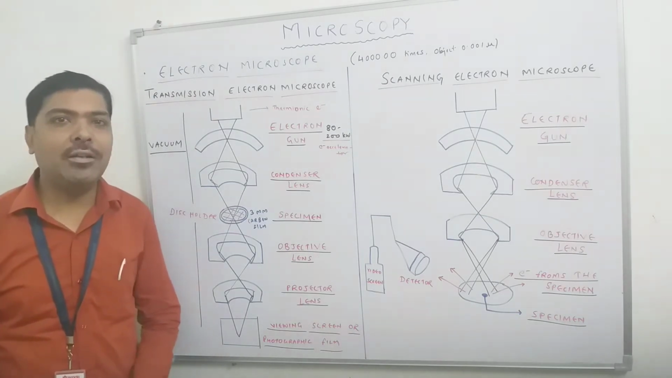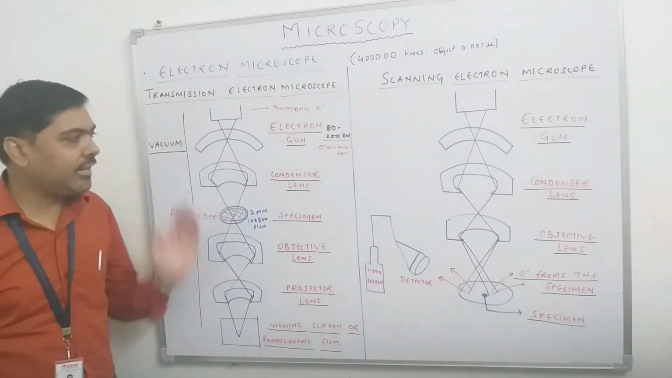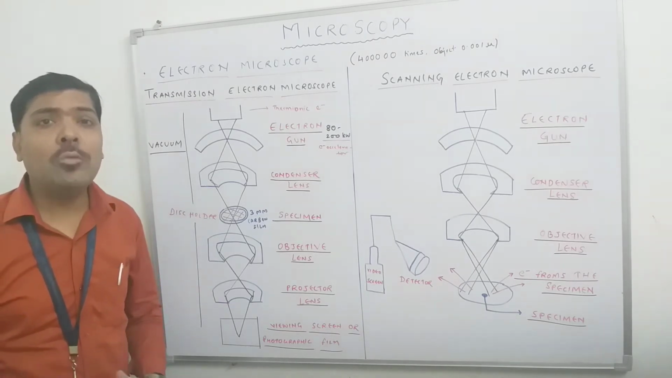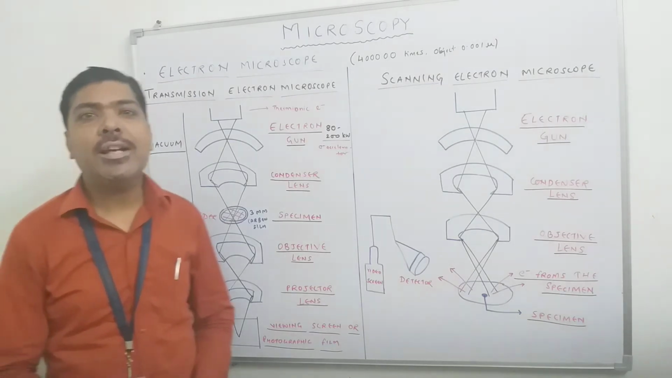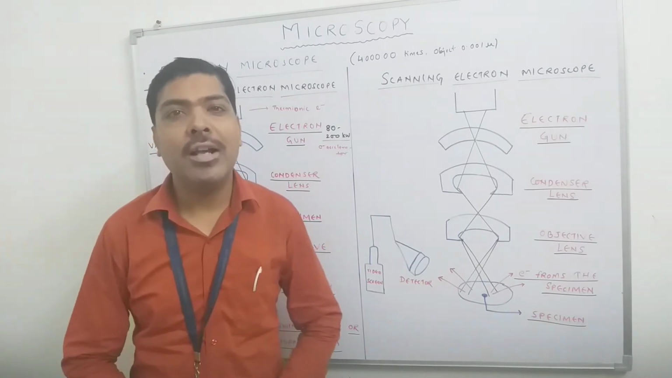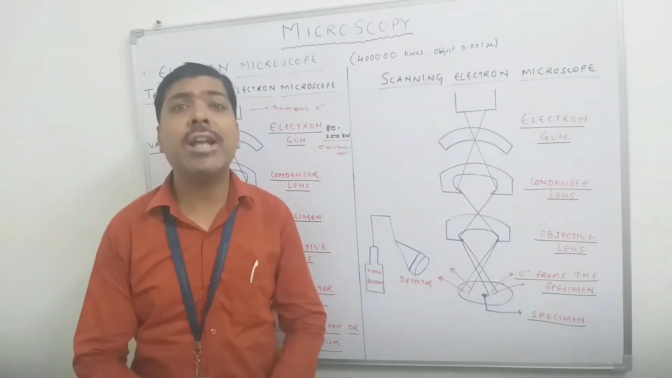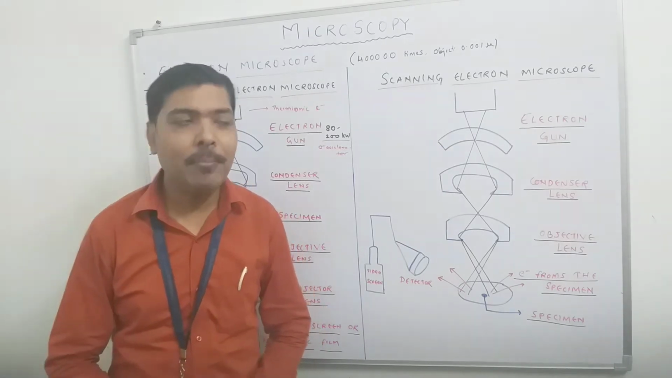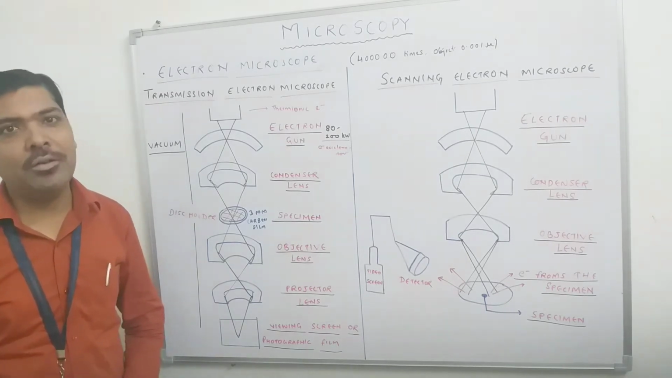Now, coming to the first method, which is called transmission electron microscopy. As you can see in this diagram, this is the basic arrangement of transmission electron microscopy. The microscope used for it is not a very small instrument. It is not like the light microscope that we generally use in our laboratory. It is a huge apparatus, a huge unit that requires a specialized room for its installation. This is the basic layout of the transmission electron microscope.